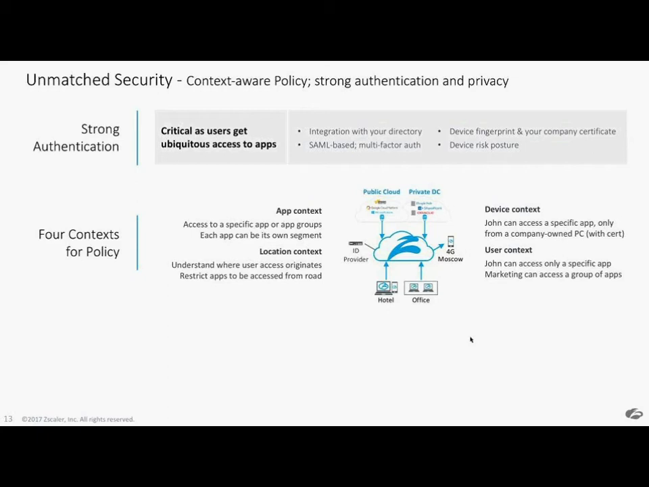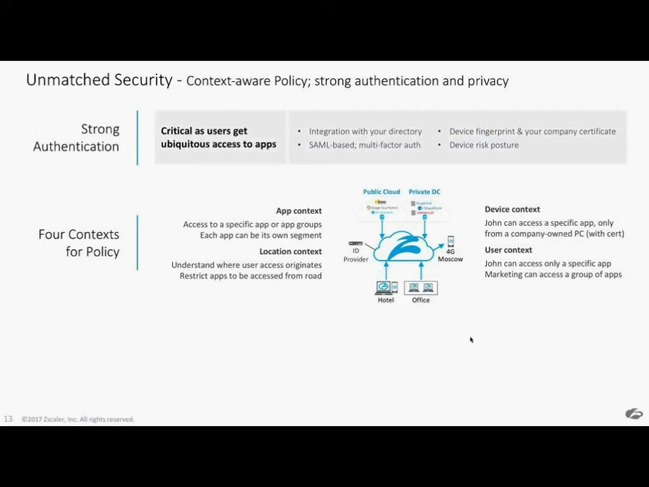We understand where the user is coming from. So geolocation identifies the user location, and therefore which nodes they should use to connect to, always finding the most efficient route to connect to those applications, but also being able to apply a policy based on that.